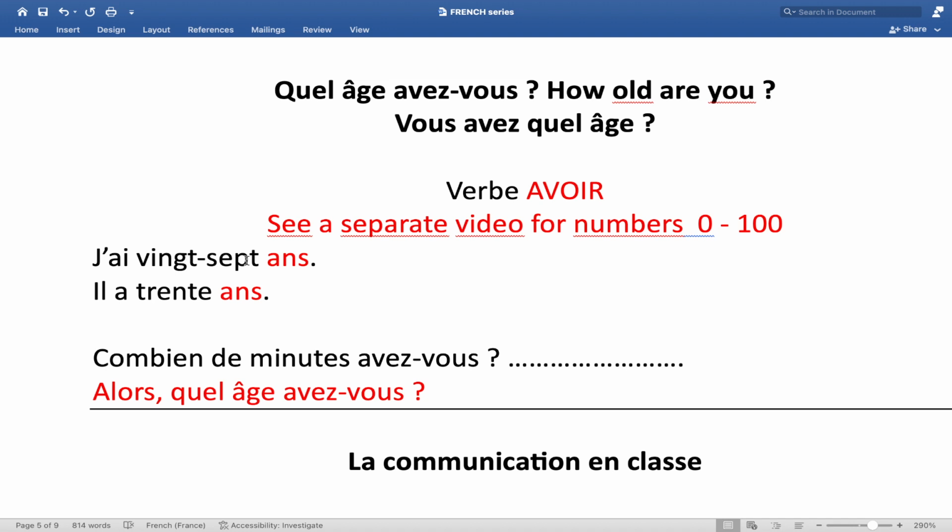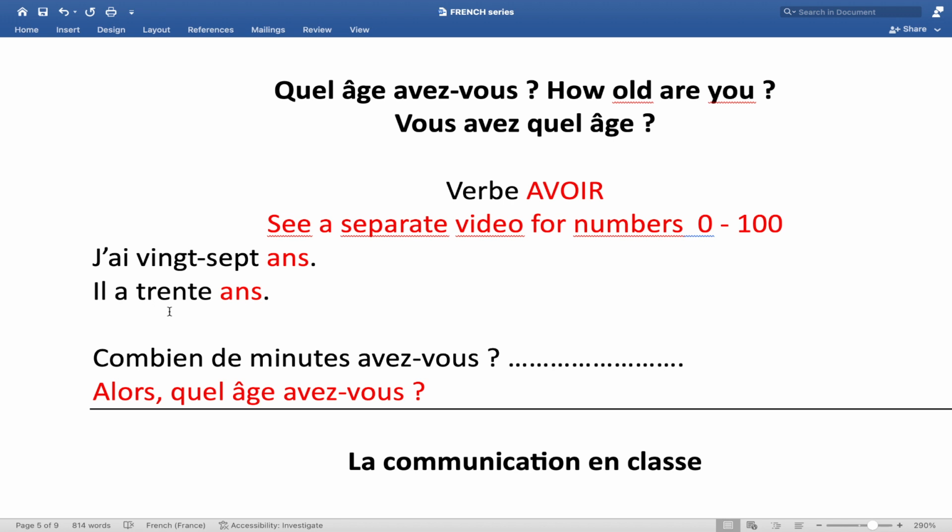So, j'ai 27 ans. I have 27 years, or I am 27 years old. Il a 30 ans. That means he has 30 years, or he is 30 years old. So if somebody asks you, what is your age? Quel âge avez-vous? Then you can answer with the correct age in years. In this case, I've given you an example. J'ai 27 ans. You can also tell your age. So if I may ask you, quel âge avez-vous? You should be able to answer that.